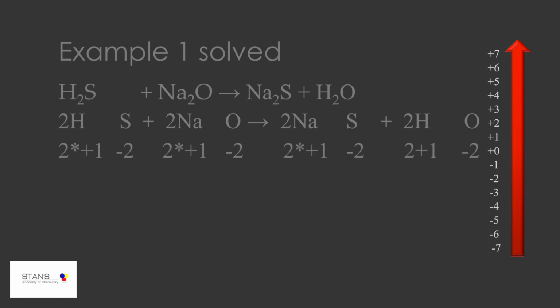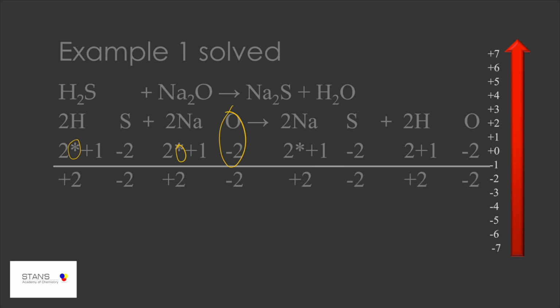We can assign the oxidation number. So here for hydrogen, 2 times +1 is the oxidation number of 2 hydrogens. The oxidation number of sulfur is -2 in hydrogen sulfide. Similarly for sodium, it is 2 times +1 because sodium has an oxidation number of +1. Oxygen again has an oxidation number of -2. So let's see how it looks.